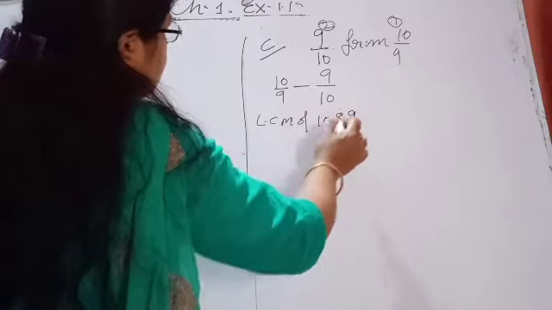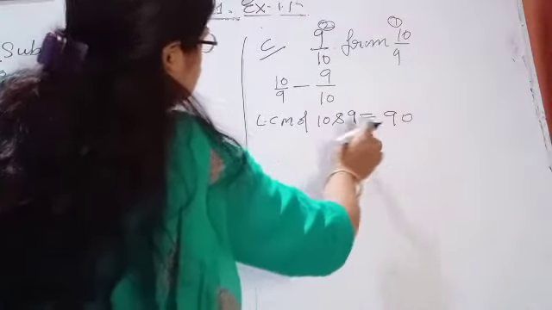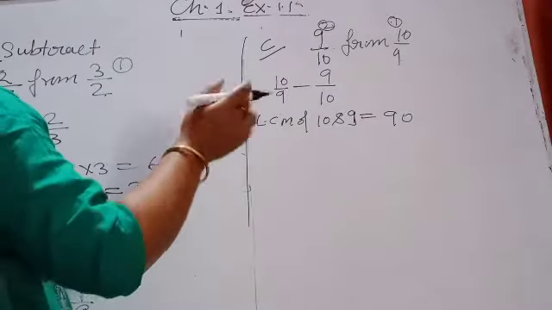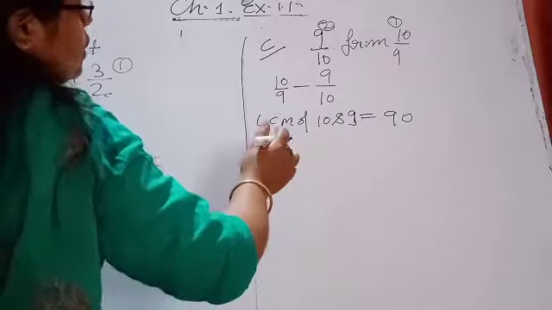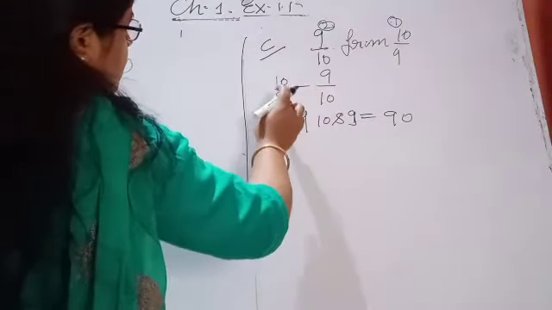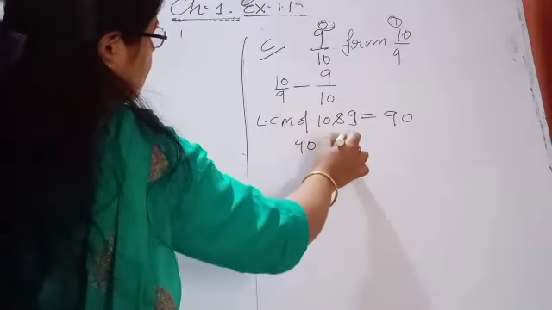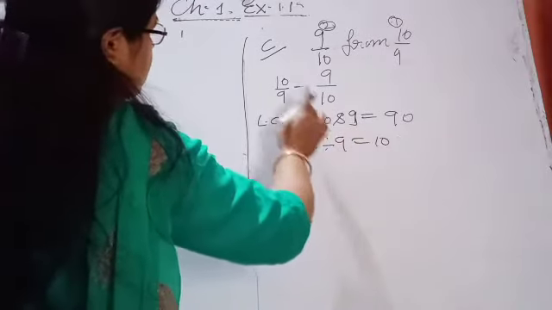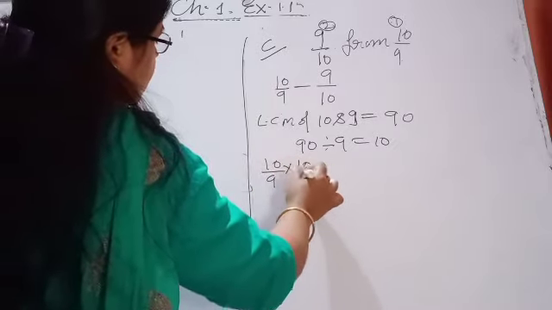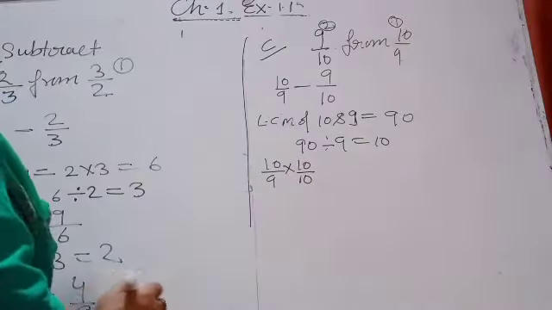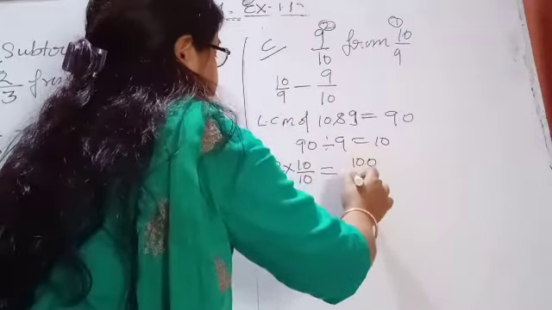The LCM of 10 and 9 will directly come to 90 because they don't have any common factor. Otherwise, if a few people are not able to take the LCM directly, then you will take it in your rough column first. Then 9 tens are 90. If you divide 90 by 9, what do you get? 10. So the first fraction, 10 upon 9, will be multiplied by 10 upon 10. How much will it become? 10 tens are 100 upon 90.